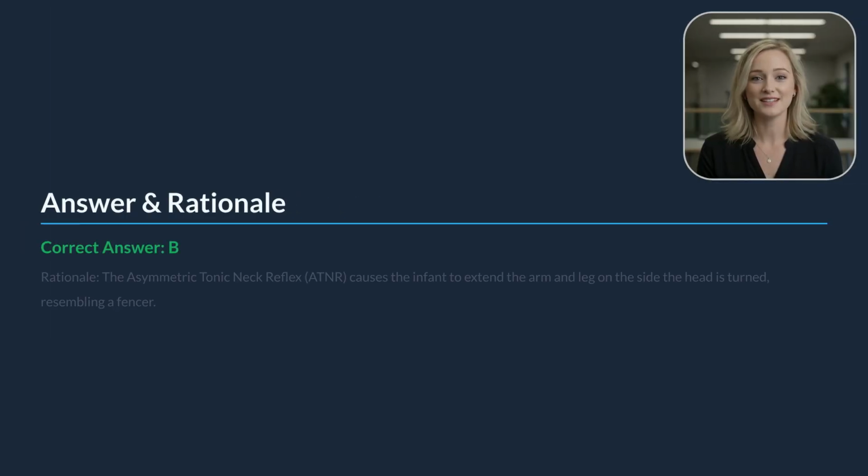Which reflex is also known as the fencer's position? The correct answer is B. The asymmetric tonic neck reflex, or ATNR, is characterized by the infant extending the arm and leg on the side the head is turned, resembling a fencer.